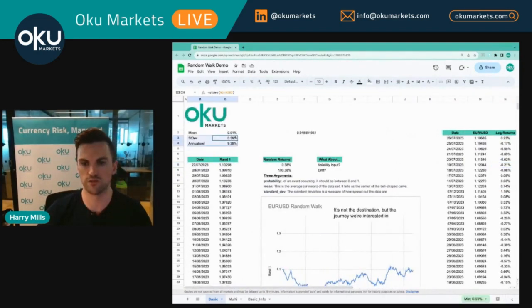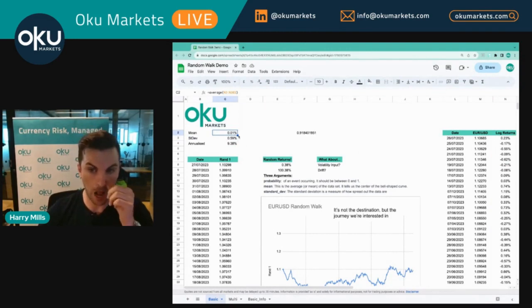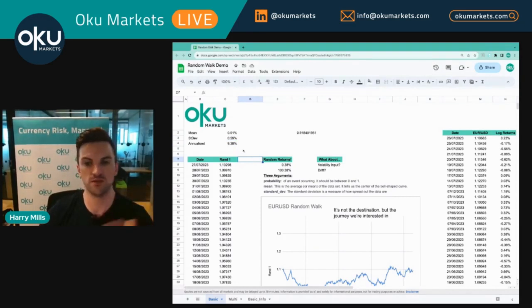Switching over to this side of the sheet, I'm going to take the mean, so it's just the average, and the standard deviation, STDEV, of the returns. So it's the returns, not the prices. And that's going to give me the daily average return and the daily volatility number, the standard deviation number. This, by the way, equates to an annualized vol of 9.38%. So it sounds about right, doesn't it? So now we've got the mean and the standard deviation.